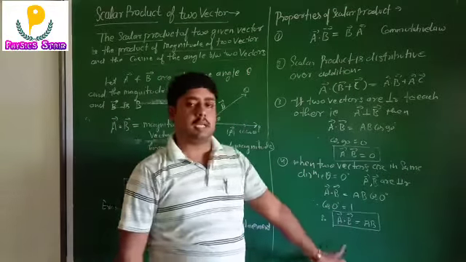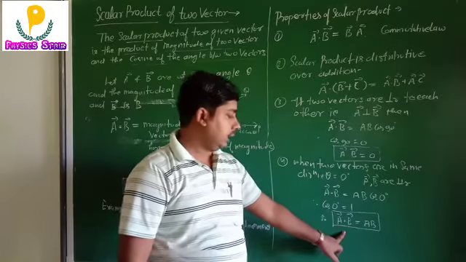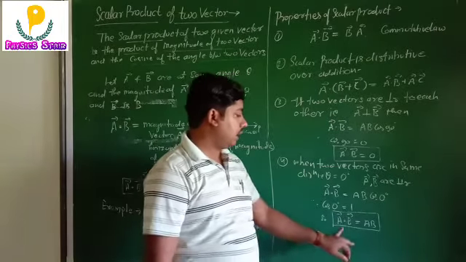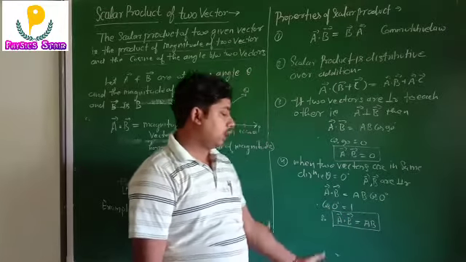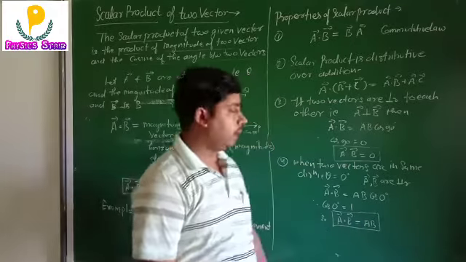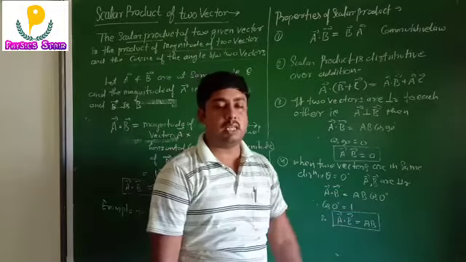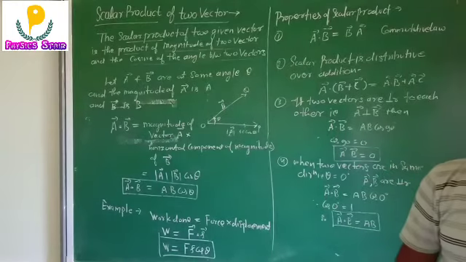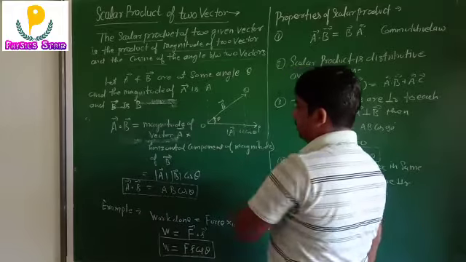That means if the two vectors are in the same direction, the scalar product of the two vectors is equal to the product of their magnitudes only. This is the magnitude of vector A and the magnitude of vector B. When the two vectors are in the same direction, theta is equal to 0 and A and B are parallel to each other. Now we discuss the next condition, if this vector is opposite to this vector.